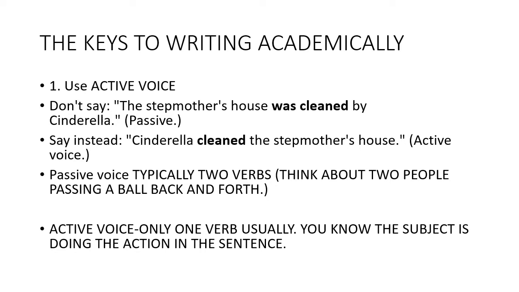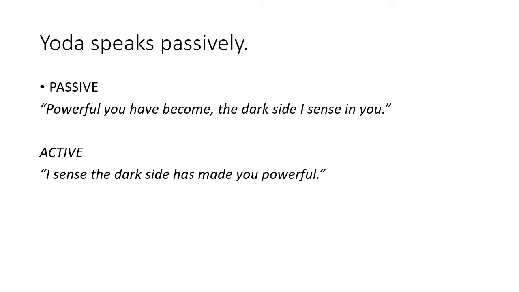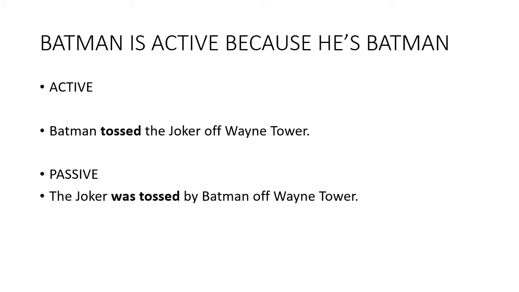It takes two to pass it, where active voice is typically one verb and the subject is the one doing the action. Yoda speaks passively. Powerful you have become. The dark side I sense in you. Active: I sense the dark side has made you powerful. Batman is active because he's Batman. Batman tossed the Joker off Wayne Tower. The passive version is the Joker was tossed by Batman off Wayne Tower. You should be able to see the difference.